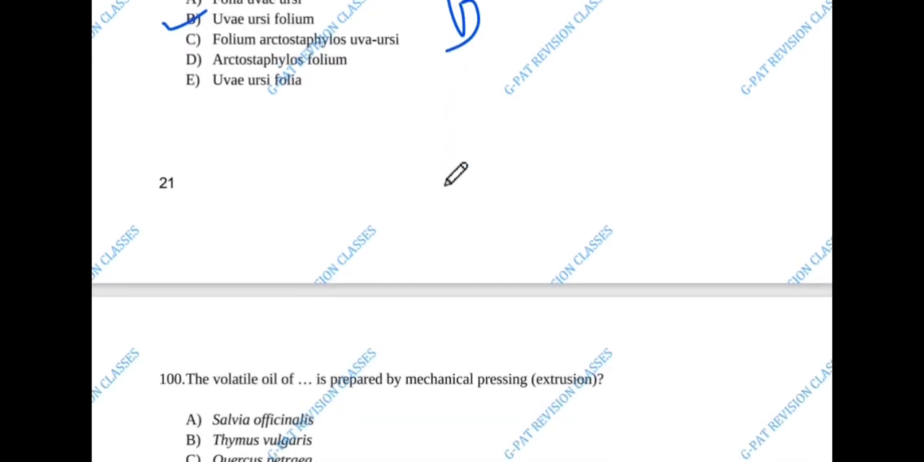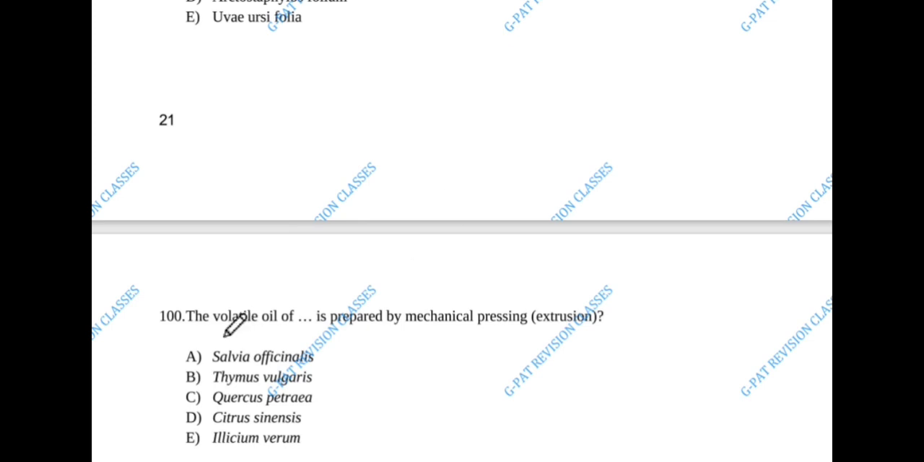Okay. Next is question number 100. The volatile oil of Citrus sinensis is prepared by mechanical pressing, extrusion.